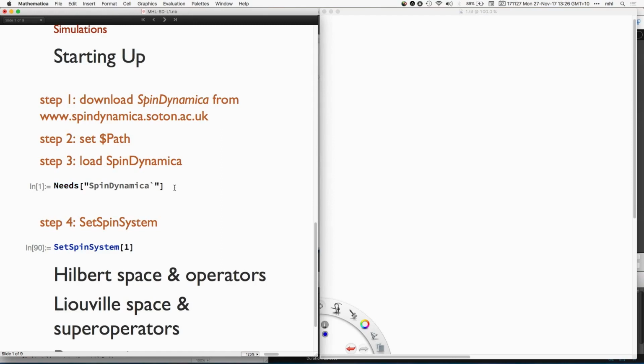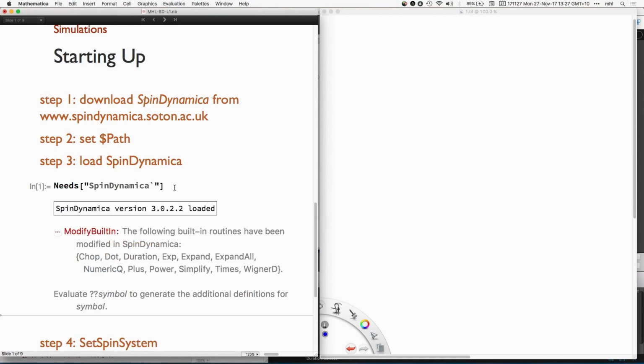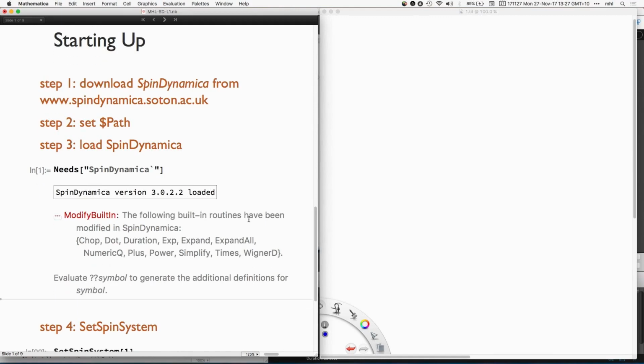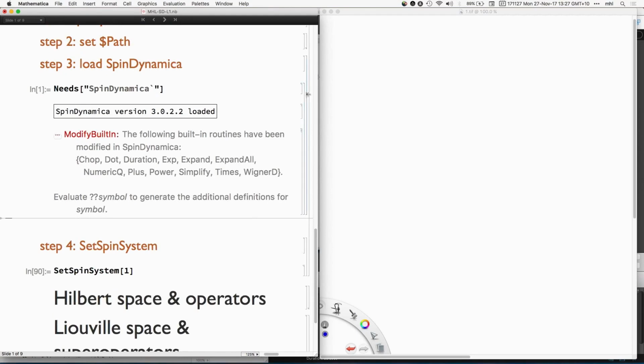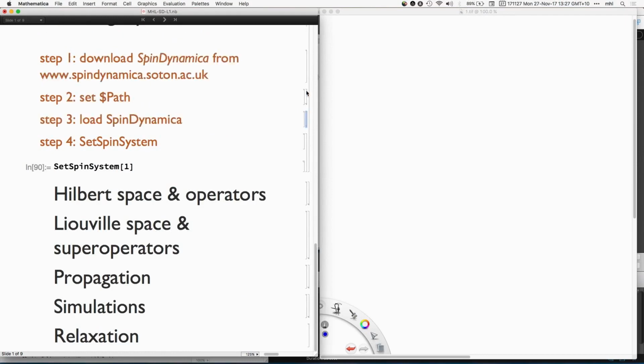So here I've just started Mathematica actually, and I just load SpinDynamica, and it gives a message saying that the latest version, which happens to be this particular one, has been loaded, and gives some other information which I'm not going to worry about right now. The next thing which one can do now is to define the spin system which are going to be used in the computations. And that's done with a SpinDynamica routine called SetSpinSystem.